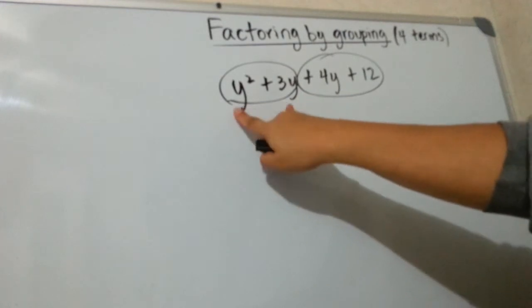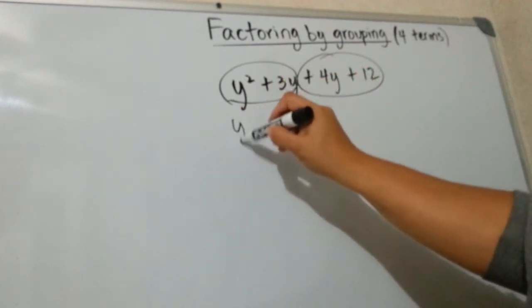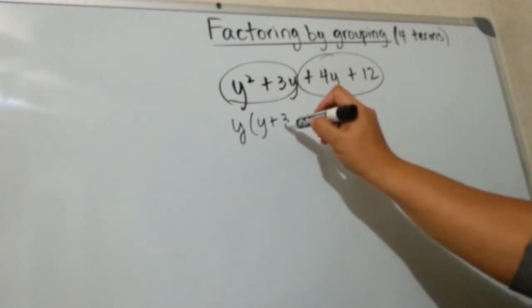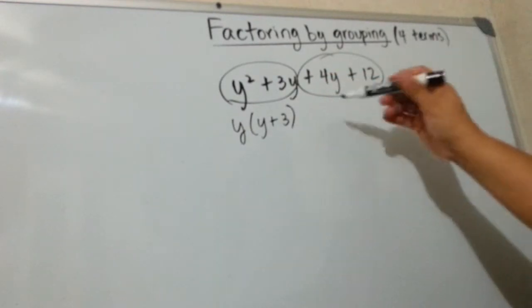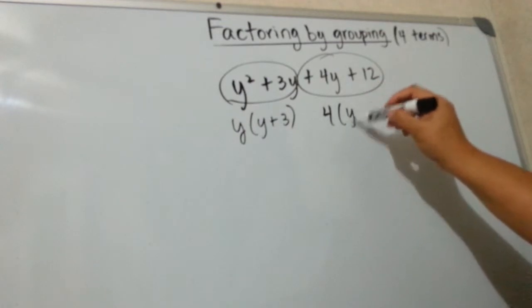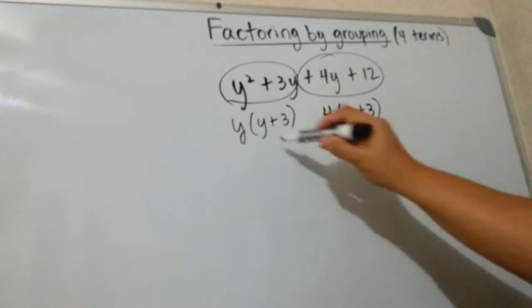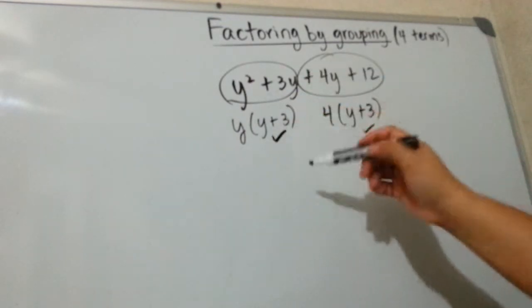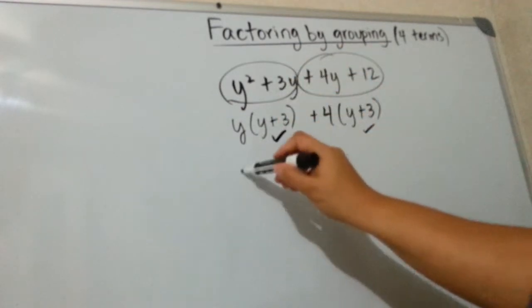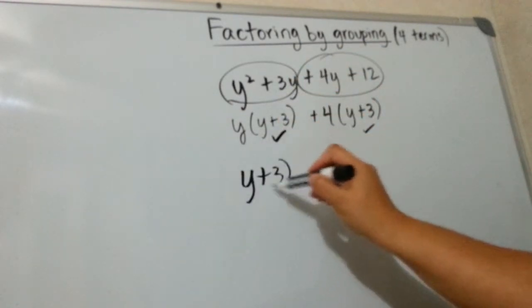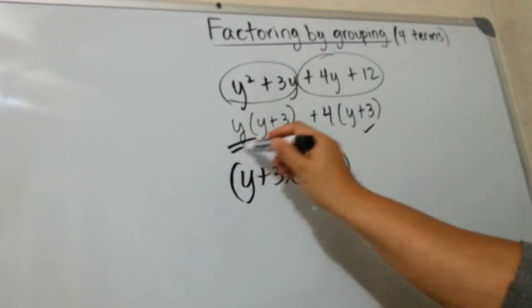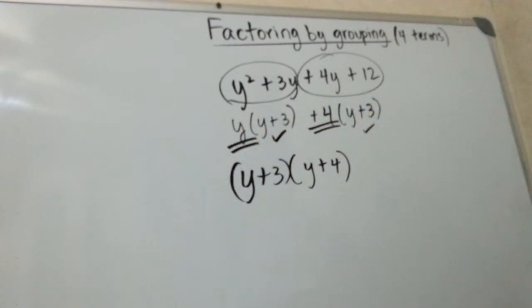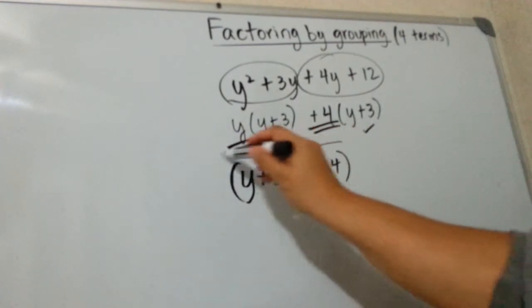So what's the greatest common factor in these two? It's a y. You got y plus 3 left over. What's the greatest common factor here? 4. And you got y plus 3 left over. And you see how this one and this one matches? Essentially what you're doing is you're factoring that out. And you got y plus 4 left over. Where did I get the y plus 4 from here? And that's the y plus 4. This is the answer.